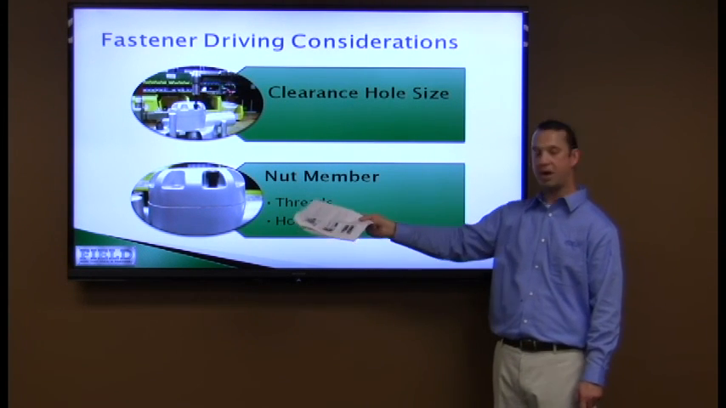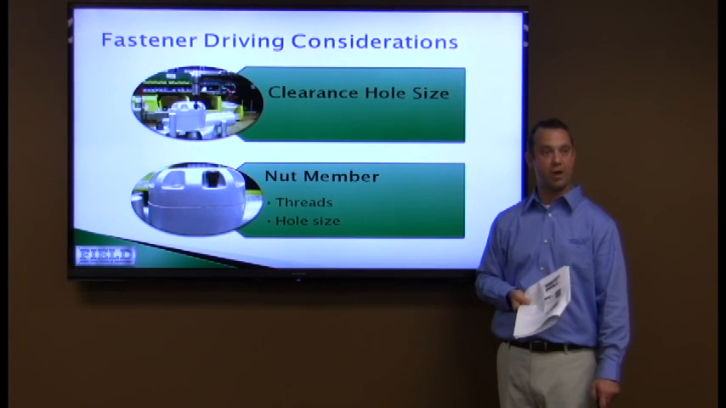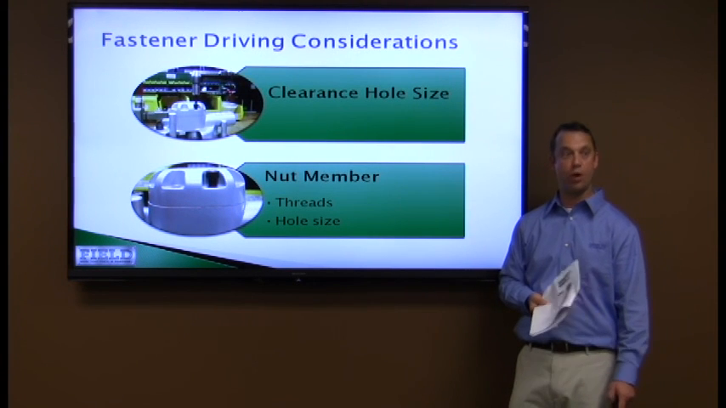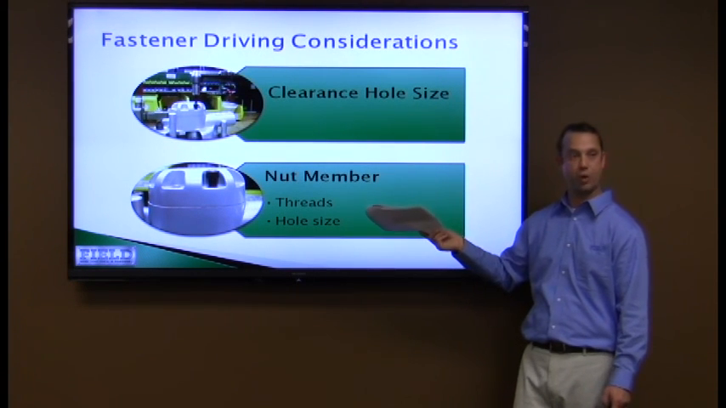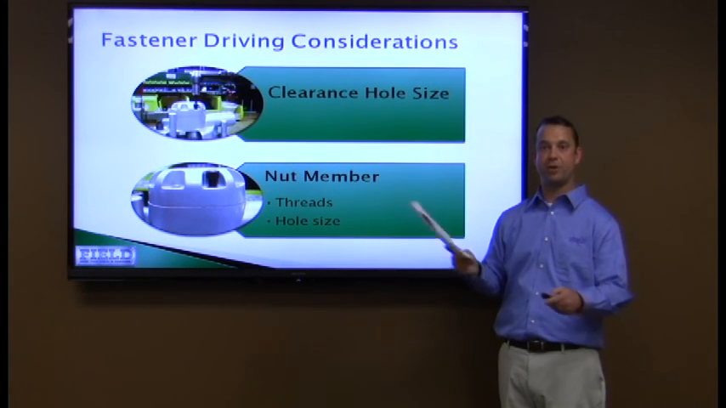Again, look at the nut member. Are the threads undersized or oversized? We've seen a lot of cases where the hole's not tapped correctly, or the hole's tapped undersized. That's just going to increase the friction you need to overcome with your fastener, which will affect your torque-tension relationship. And again, the hole size as well. You have too much chamfer, too little chamfer.